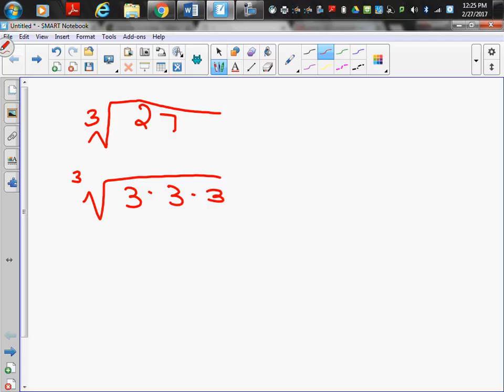So this number tells you how many it takes to put out here. So you've got to have 3 of them. 1, 2, 3. When you have 3 of them, you put that number on the outside. So is there anything left on the inside? No. So that's how you know you're finished. This tells me I've got to take 3 of them. It takes 3 of them before it can come outside of your radical.